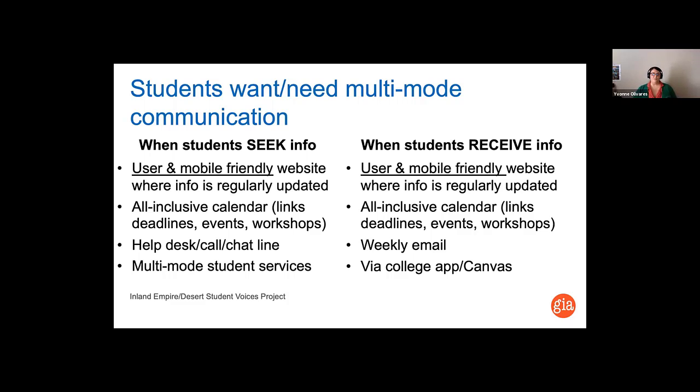Okay, so let's talk about when students are receiving information. So the college is sending out information. And again, this is what students wish they had. If the college really would like to keep students informed, they would have a website that students could rely on, that the website changes information. Students could rely on that as a way to get that info.